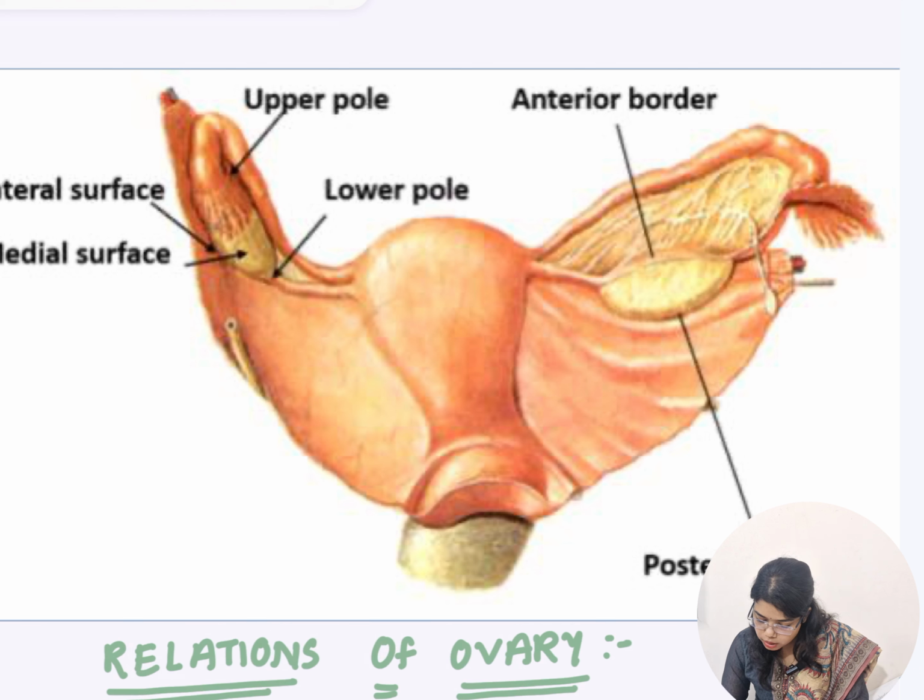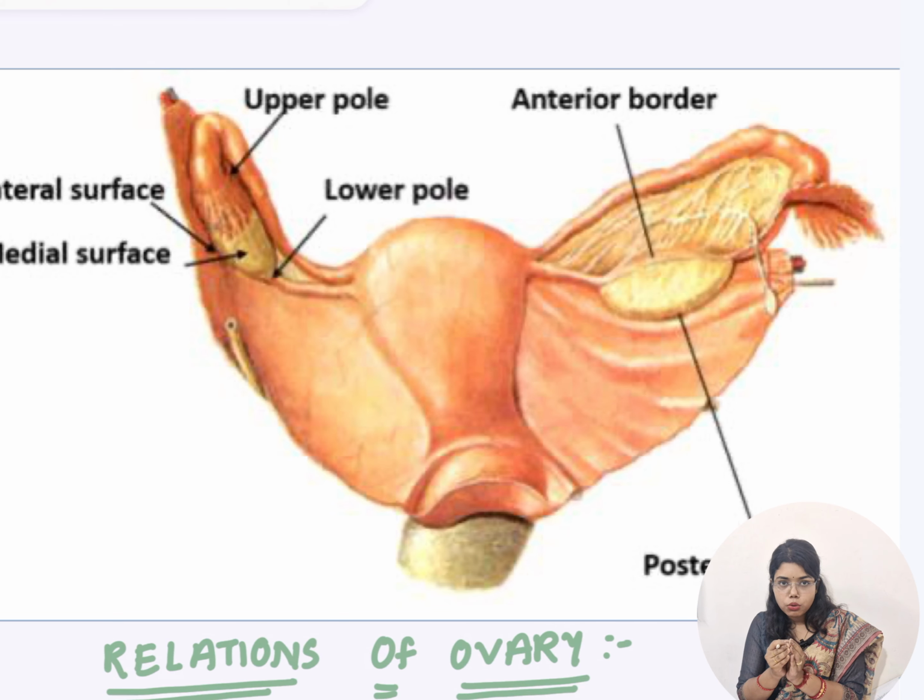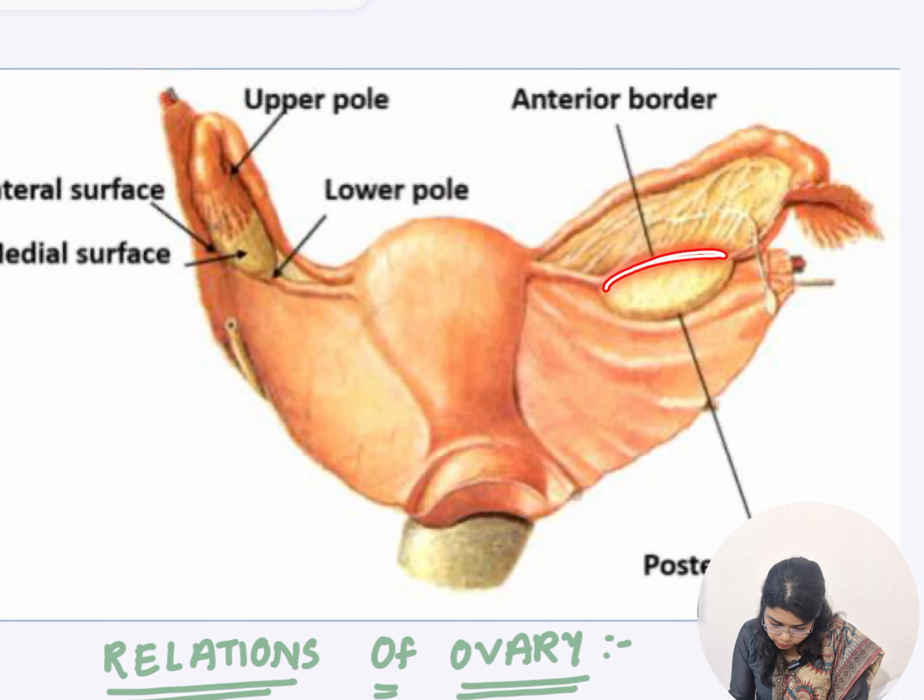And see, this one is the left and this one is the right ovary. It is present on both sides and it is oval in shape. So an oval structure will have this as the anterior border, the upper border, and this one is the lower or posterior border. This is the anterior surface and this is the posterior surface. Here the anterior border is directed upwards. This is the posterior border.